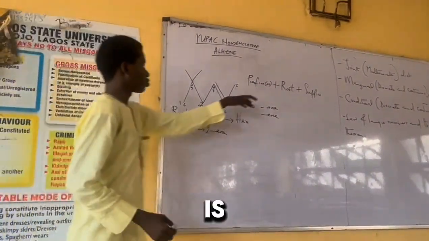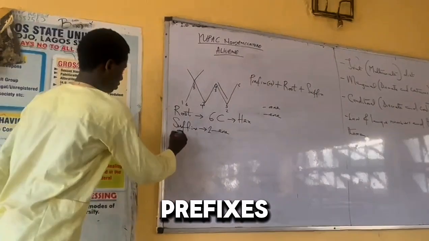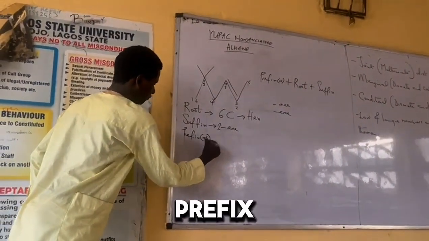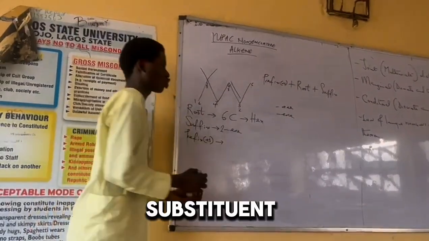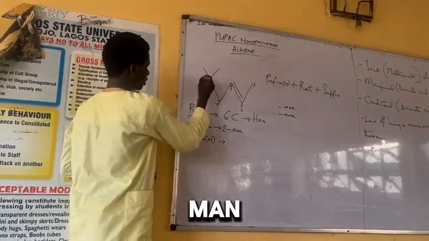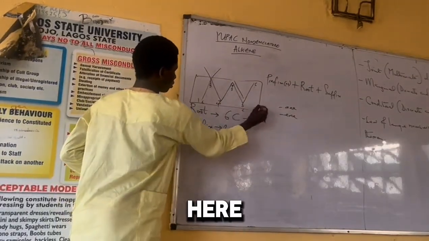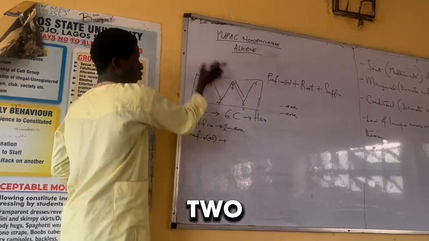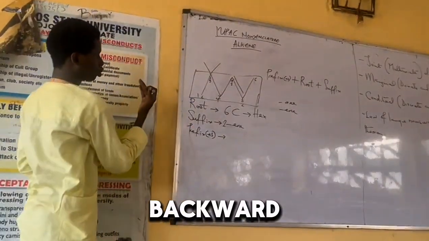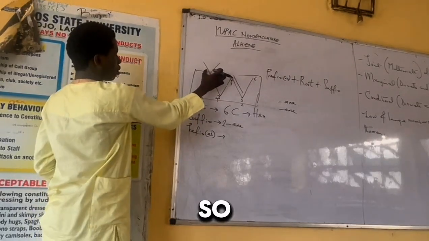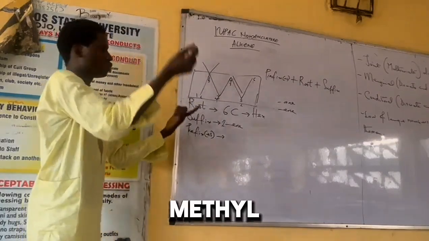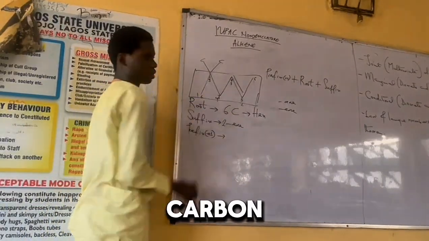So the next thing is to get our prefixes. We already know that the prefixes are just the substituents. And from here, our longest continuous carbon chain is this one here. Hence, we have 2 lines coming out from this carbon. We are considering the backward numbering, hence this is carbon 5. So we have 2 lines attached to carbon 5, and those 2 lines represent a methyl each, because this is 1 carbon atom here, and this is 1 carbon atom here.